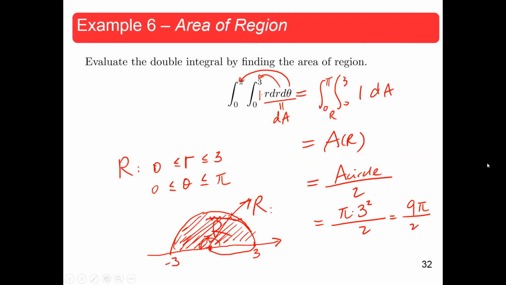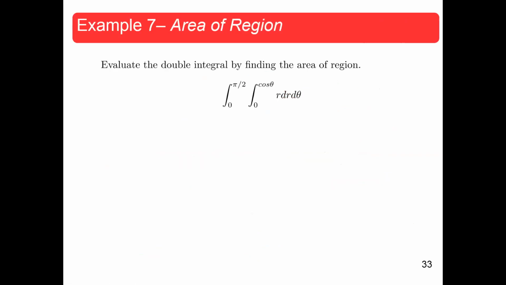All right, if this is fine, I'm going to move on to the next question. So next question is similar. Evaluate the double integral by finding the area of the region. We have the integral from 0 to pi over 2, 0 to cosine theta, and then you have r dr d theta. Remember, this is just dA.